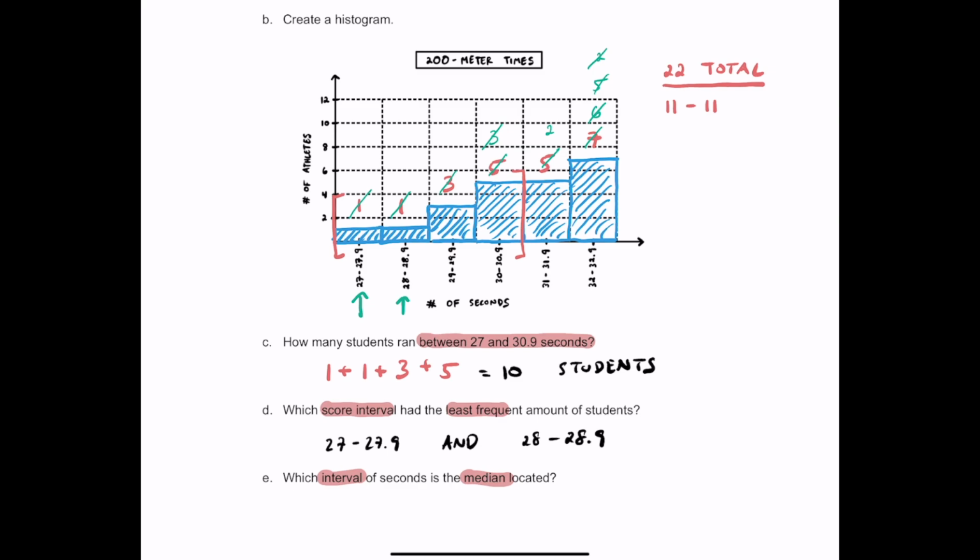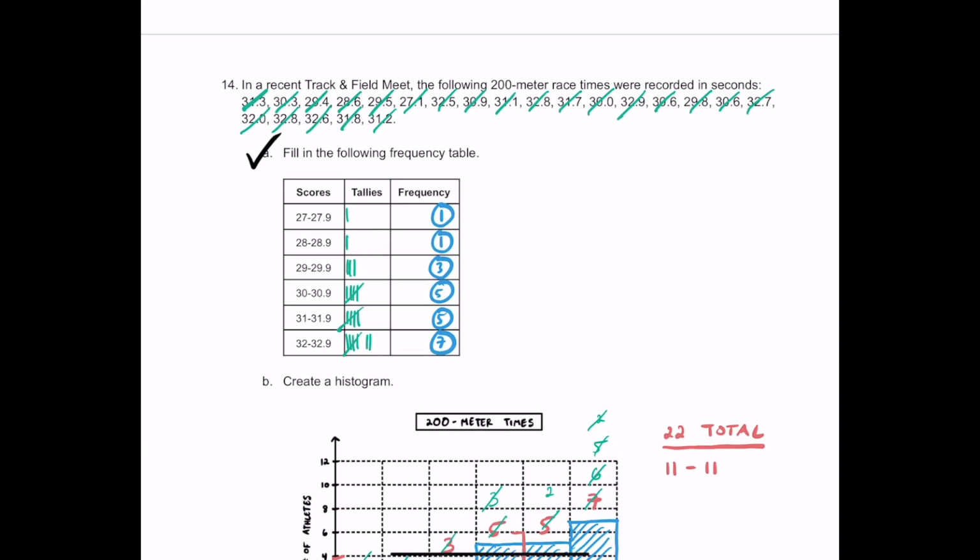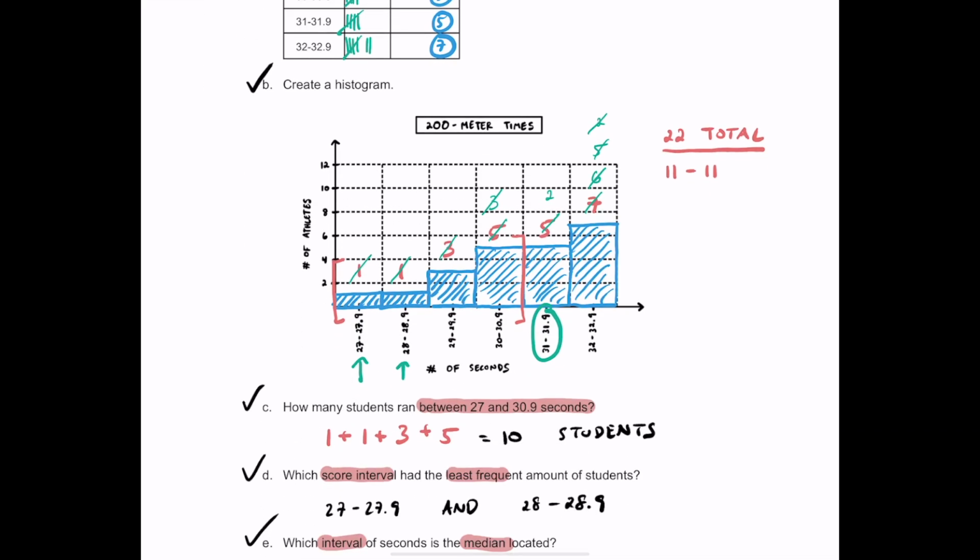Well, even if you have to go between these last 2, we would be between this interval. The 2 middle numbers would be between here. So again, you don't really need to know what the data is, but you can find out the median is going to be in the interval of 31 to 31.9 seconds. We don't know what specific time it is, but we do know that the median is located in this interval of the histogram. Okay, cool. I think that is the end of 14. So we did part A, part B, part C, part D, and part E.